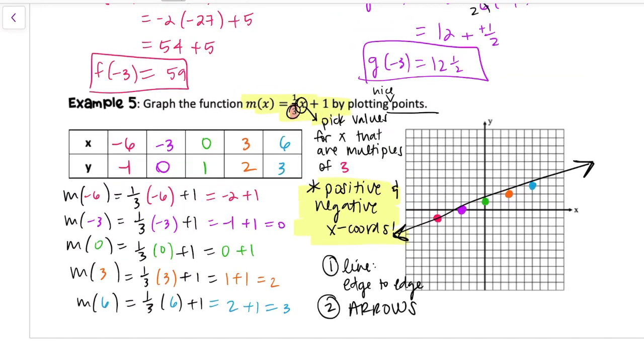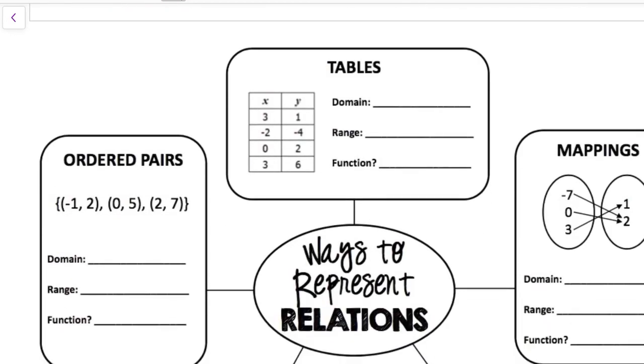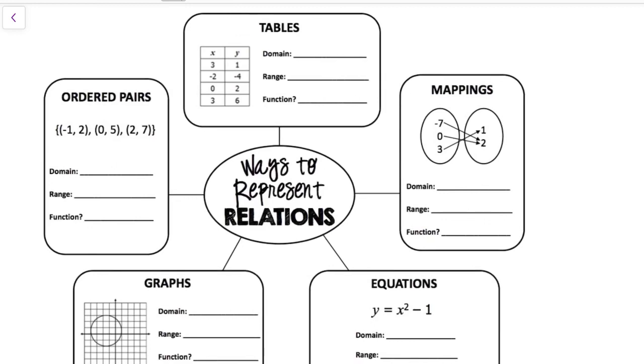So today we have talked about relations and specifically linear functions. One more thing before you are done with your notes for today. On Google Classroom, you will find this ways to represent relations. I'm calling it an infographic. You need to complete that and find the domain and range and whether or not it is a function for each of these. Complete it first, check my answer key on Google Classroom, and then when you're finished, you can get started on your homework.